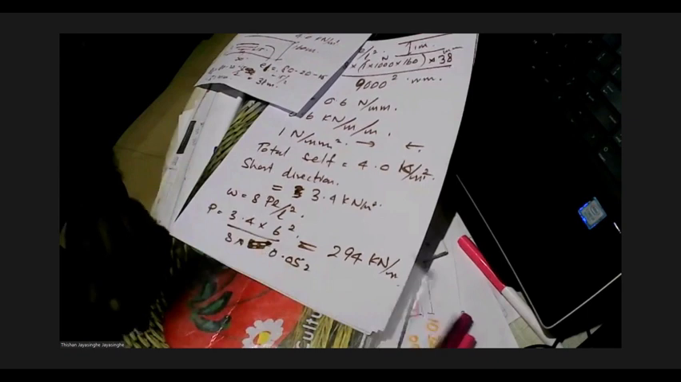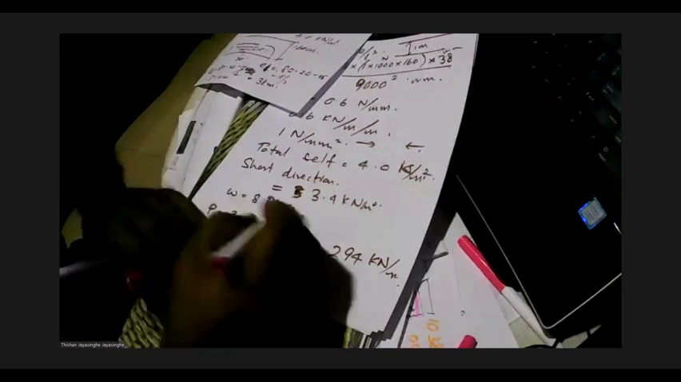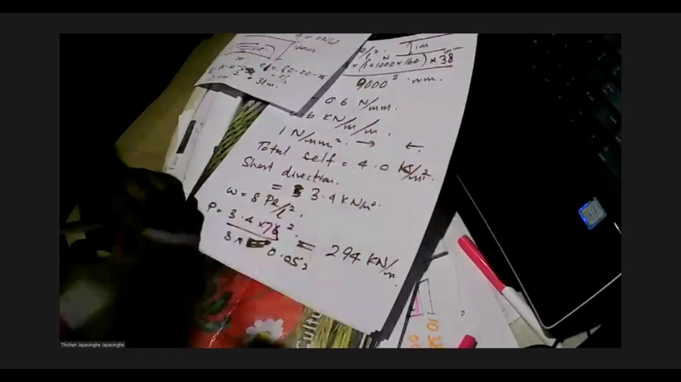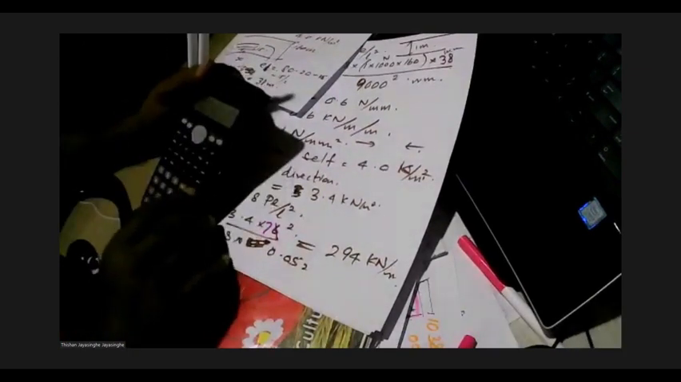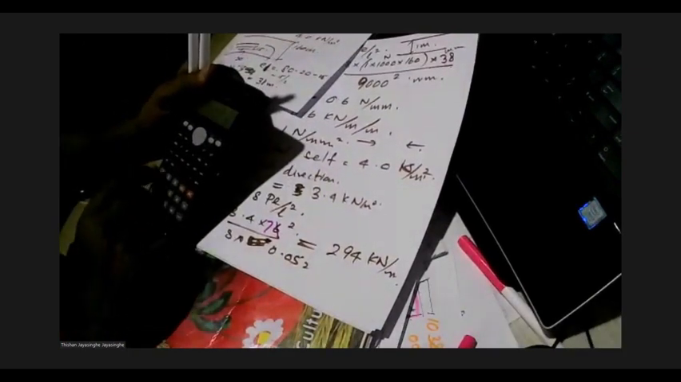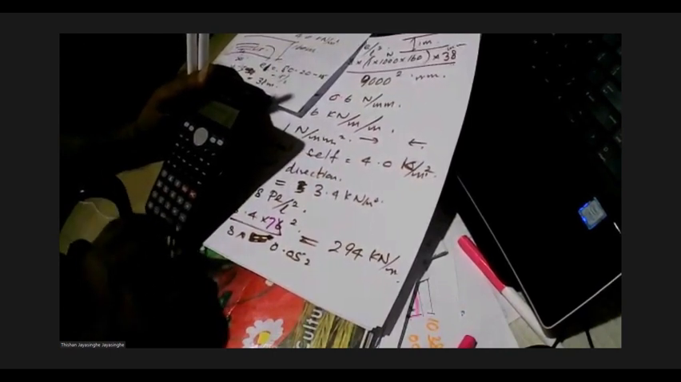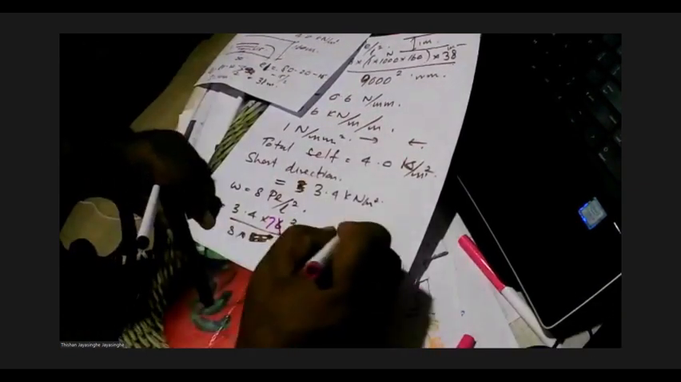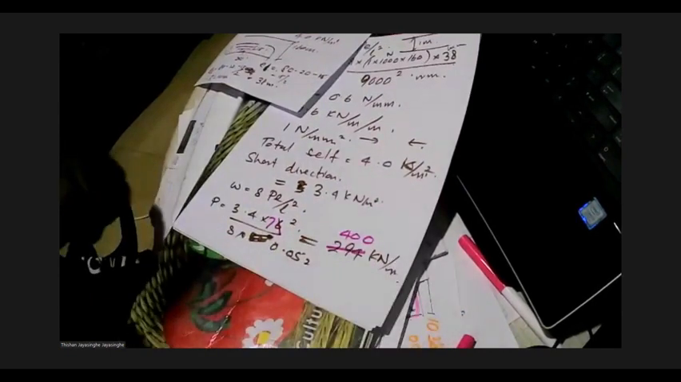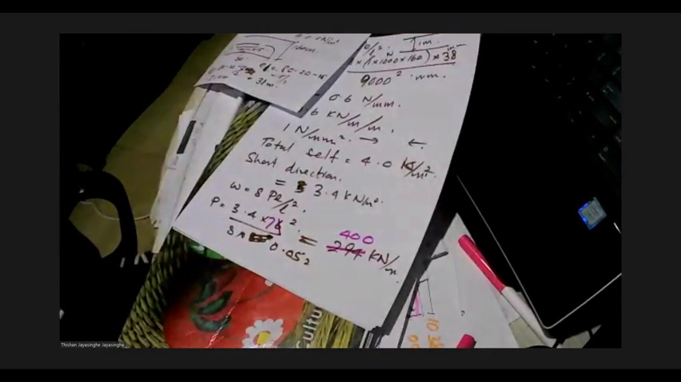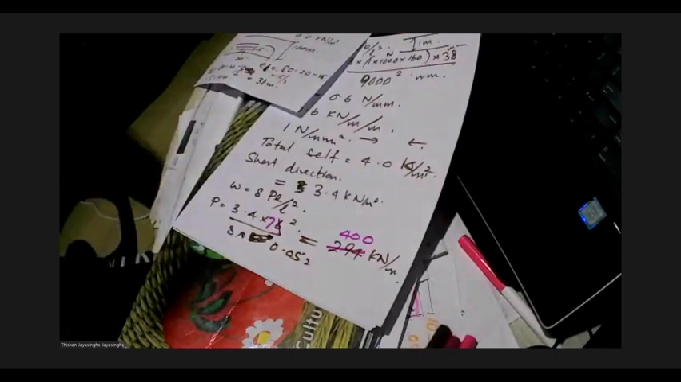But what are the dimensions? 7 meters. I think this is wrong. This has to be 7 meters. So 7 squared, not 6 squared. So we get 3.4 into 7 squared divided by 8 divided by 0.052. That is 400 kilonewtons per meter. 400 kilonewtons per meter pre-stress. So now you know the pre-stress in both directions. In both directions we provide parabolic cables. Is that clear, Vashika?